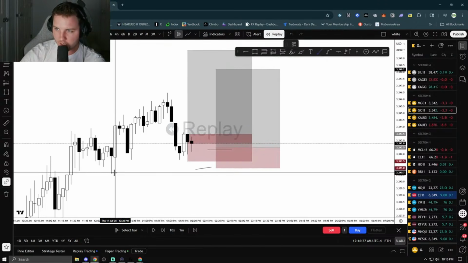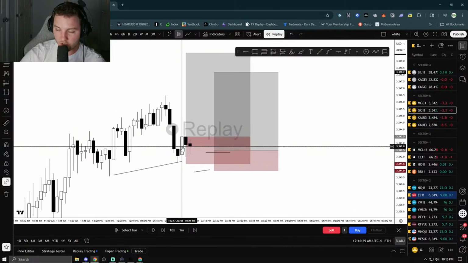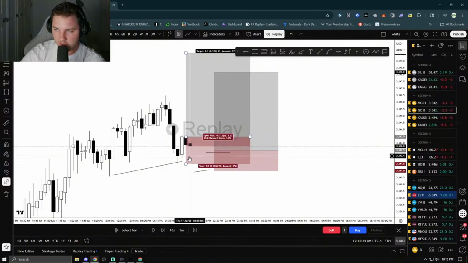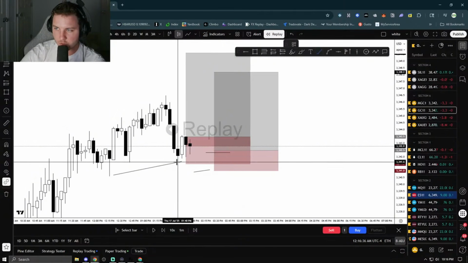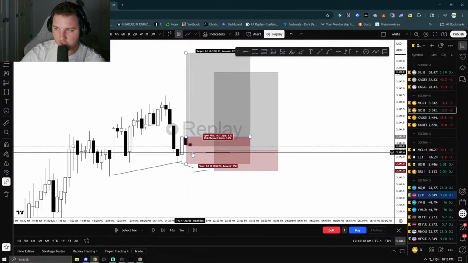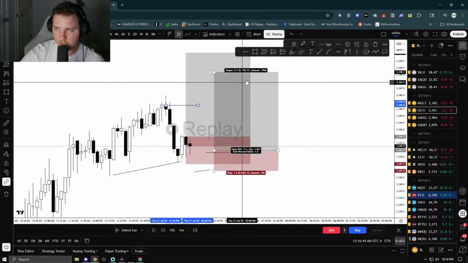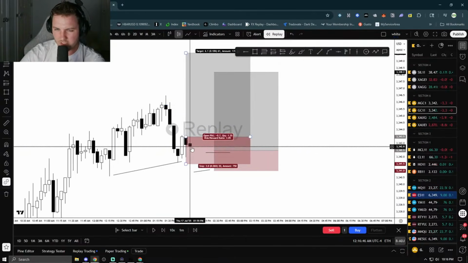Let's just say, okay, SMT, whatever. But regardless, this example is very invalid. But let's just assume there's an SMT here, right? It's just not even valid just because the CISD is way up here. But let's just assume the CISD is here, right?